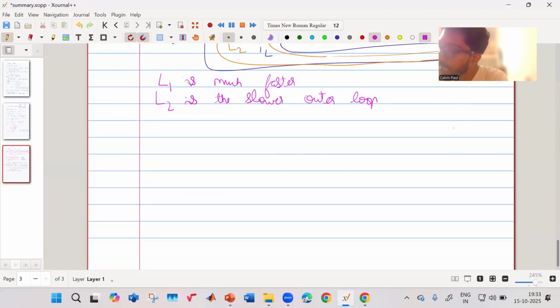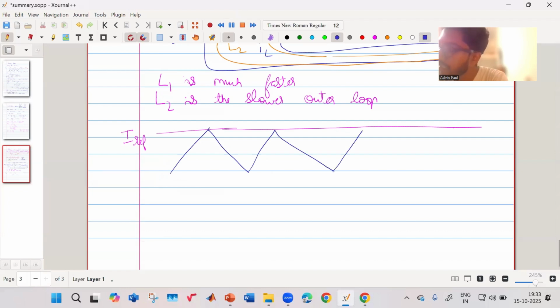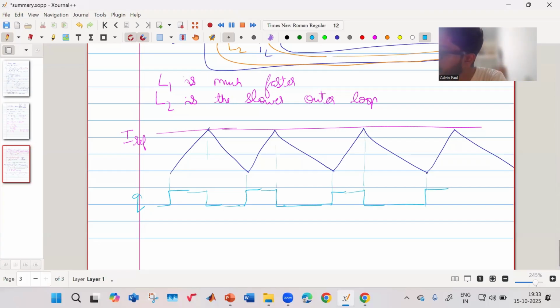So you have what is known as your reference. Then you are comparing with your current. Current reaches here, it falls, rises, falls, rises, falls, rises, falls. Your gate signal Q, which you generate, is like this, like this, like this, like this. Okay, this is your gate signal Q.